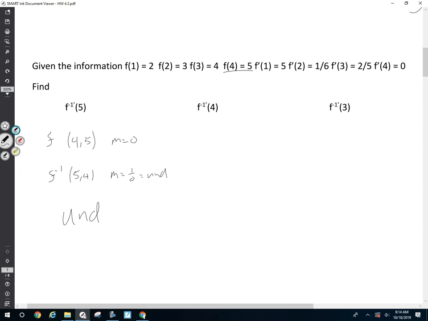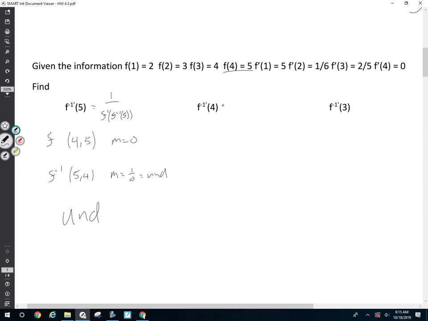I feel like this is a lot easier than using the inverse derivative formula, though that is always our backup. I could say f inverse prime is equal to 1 over f prime of f inverse of 5. f inverse of 5 is 4, because f's got the point (4, 5). There are other ways to show that f inverse of 5 is 4.